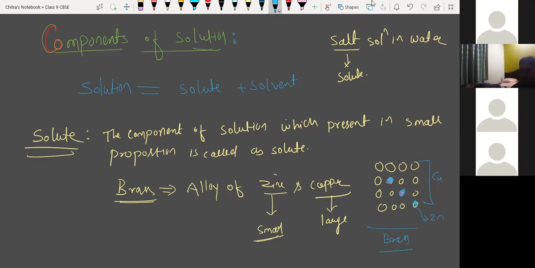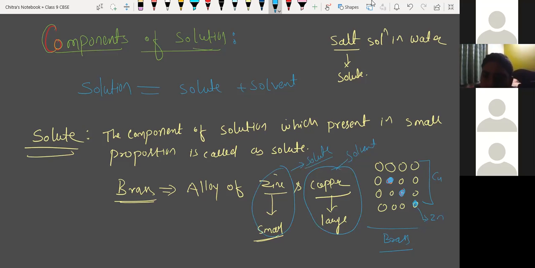Okay, so this is a homogeneous mixture, or homogeneous solution. It means there are so many molecules of copper, but more than copper, there is zinc. Suppose zinc is present in more proportion, so it is going to be the solvent. But in brass, generally, copper is present in large proportion, that's why it is the solvent, and zinc is present in small proportion, that's why it is the solute.